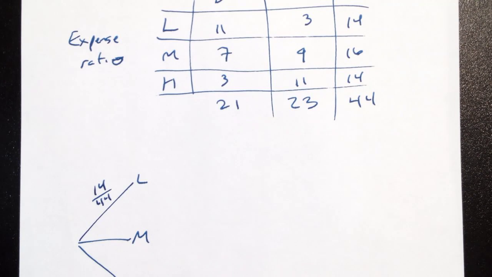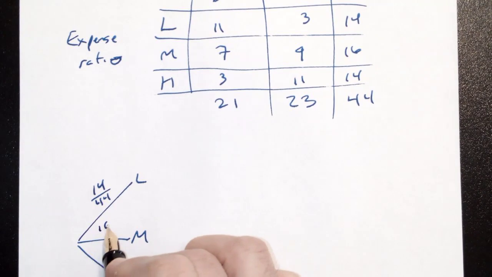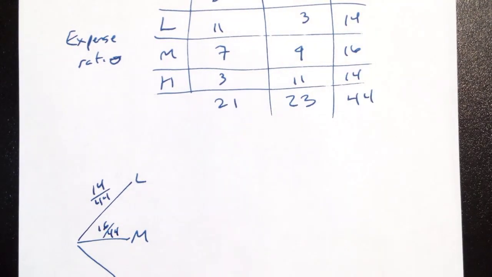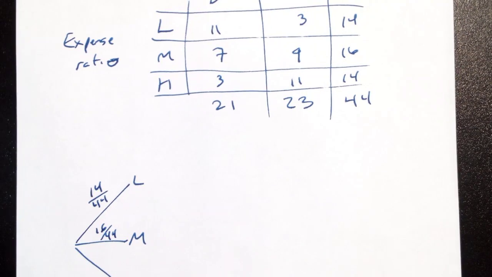How about the middle branch? Exactly, 16 out of 44. And the bottom branch would then be high. 14 out of 44 again. Now notice, if you add up those fractions, you get 1. Because when you pick something, it's got to have an expense ratio.